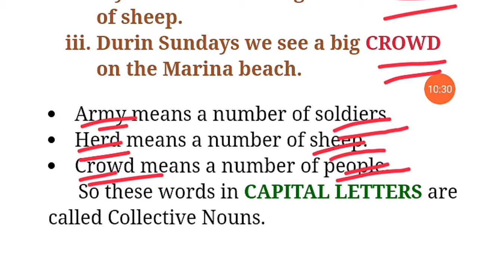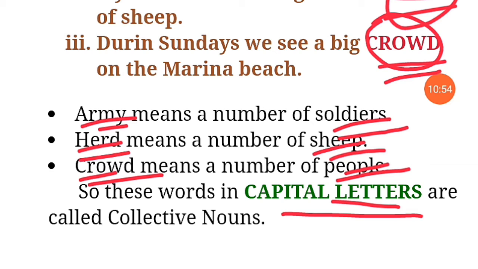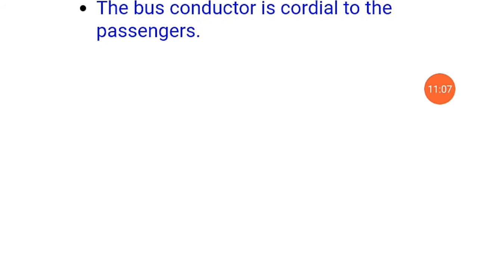So the words in capital letters are called collective nouns. Here these words have the first letter capital. Here the whole word is used in capital letters. Not only the first letter, but the whole word used in the above sentences are collective nouns. We will move forward to compound nouns.